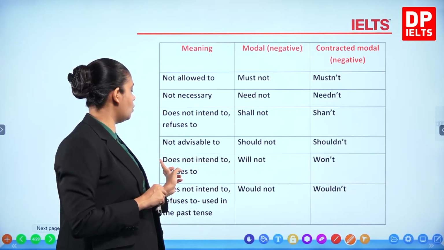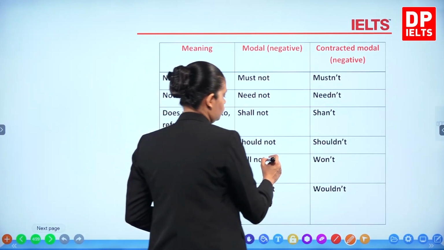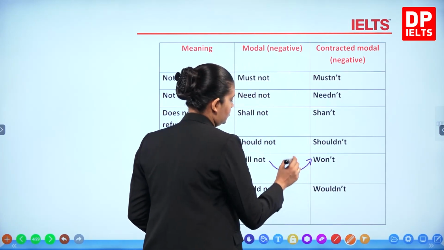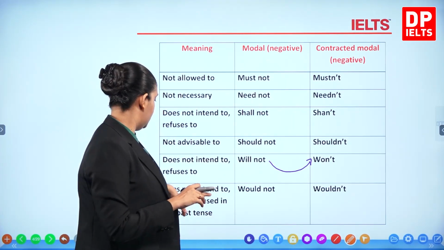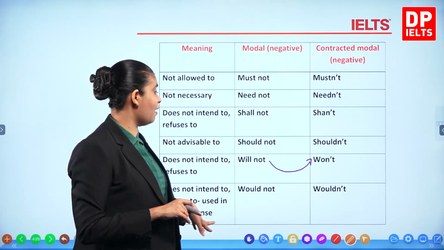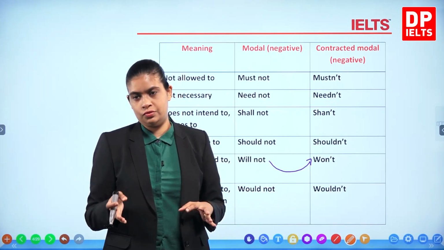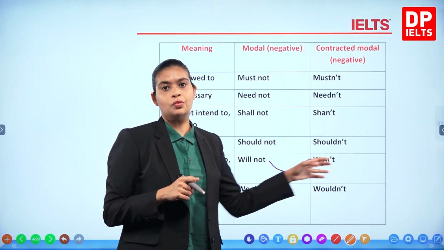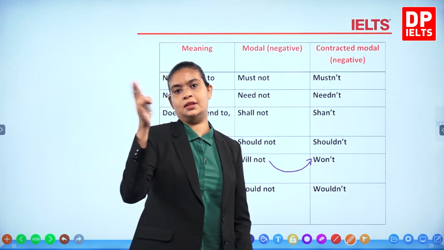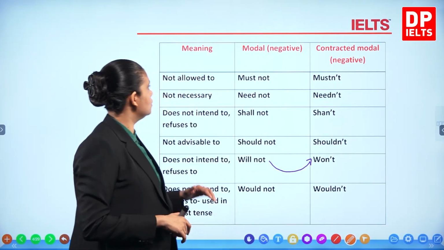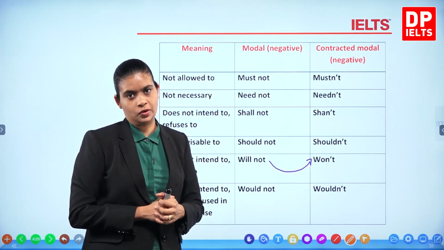Does not intend to or refuse, will not, won't. So, you can see when this changes to this, we don't say willn't, okay? Won't. Does not intend to, refuses to in the past tense. It's like cannot, can't, okay? Could not, couldn't. The same way, will not, won't, but when you're using it in the past tense, would not, contracted form, wouldn't, okay? So you have the meaning of each of the modals and the contracted form of those modals.